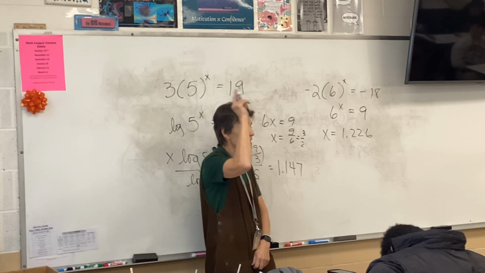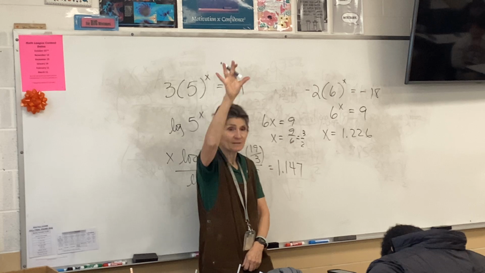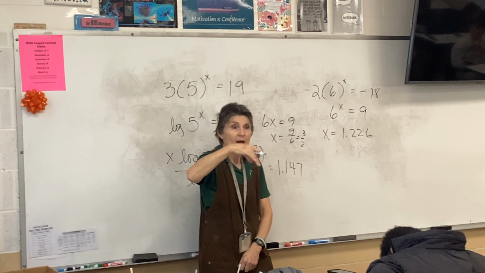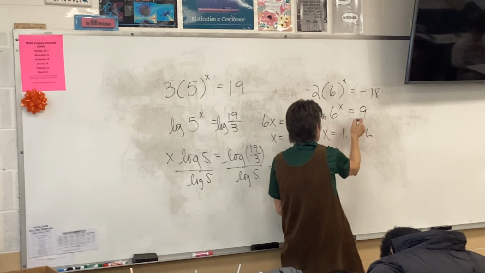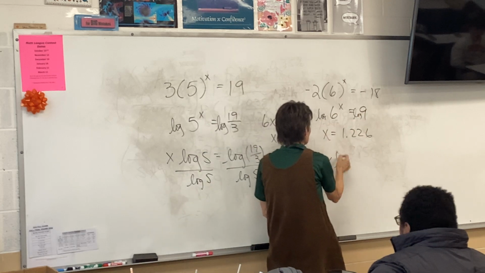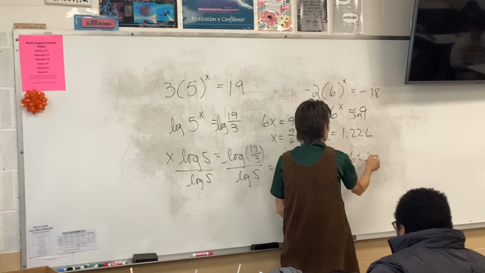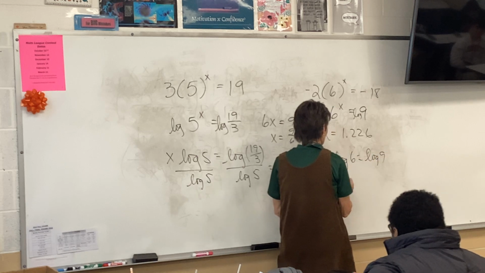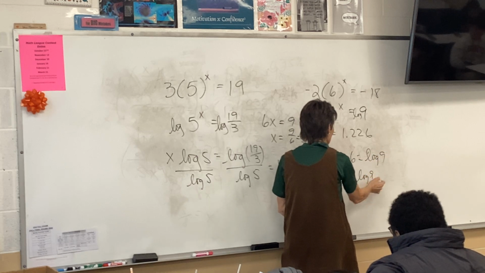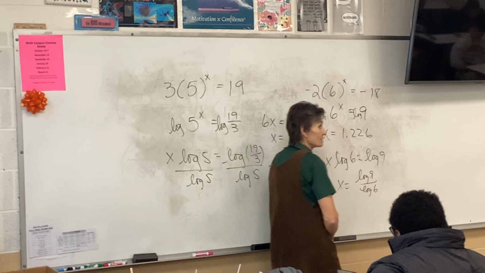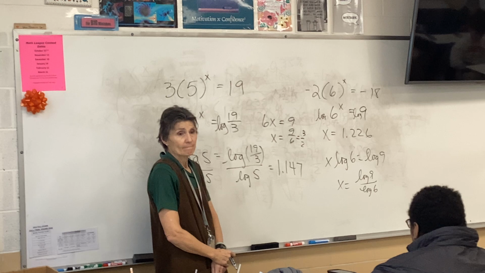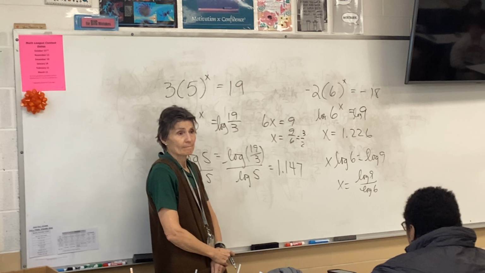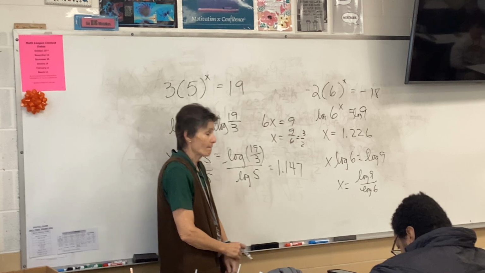You can't solve for that x if it's up there, so we gotta get it down. How do we get it down? We use a logarithm. So we take the logarithm of both sides. Now the x can come down. And now I can divide, but it's log 9 divided by log 6. Alright? Got it? Yes, ma'am.